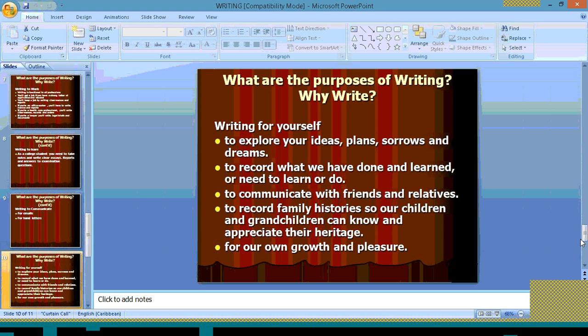Now, for our own growth and pleasure. Remember earlier on I said that writing is not so much a talent that you were born with. Nobody was just born, and from the day they were born, they started to say, look at him, he's a good writer. It is a skill. So you may write for your own growth. So if you have a problem with writing, your grammar and so forth, you choose to write a lot so that you may grow, your writing skills may improve. And also for pleasure, remember I told you many persons may choose to write a poem, they may choose to write a song. Writing may be their escape from reality.